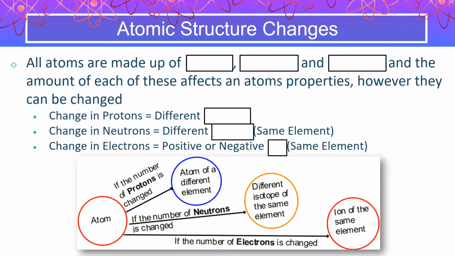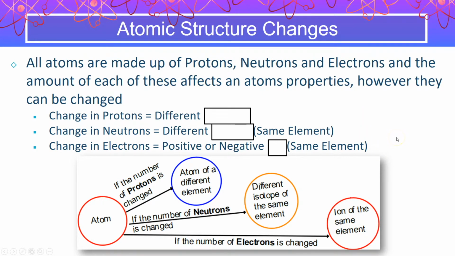Alrighty, so let's jump back into looking at the atom's structure, because you see, not all atoms have the same number of protons. In fact, different elements have to have different numbers of protons. And they don't always have the same number of neutrons, and they don't always have the same number of electrons. And when you change them within an atom, interesting things happen. So remember, all atoms are made up of protons, neutrons, and electrons. And the amount you have of each of those is going to affect different properties of that atom. And you can change them.